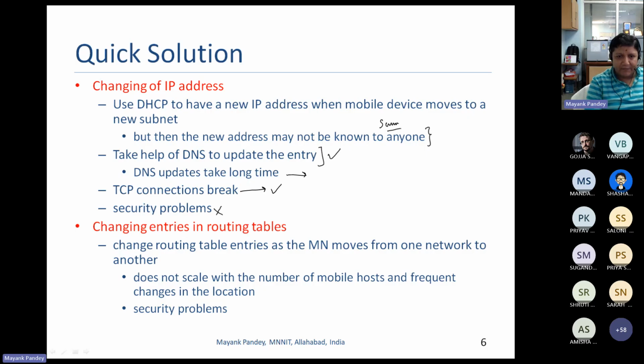If you don't change the IP address, as I have discussed, you have to change the entries in the routing tables, as the mobile node moves from one network to another. But as you have already suggested, this will not scale because there would be a lot of mobile hosts and frequent changes in the location, and obviously a security problem is going to be there.